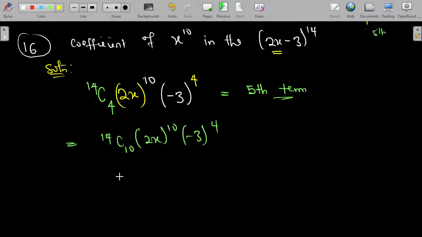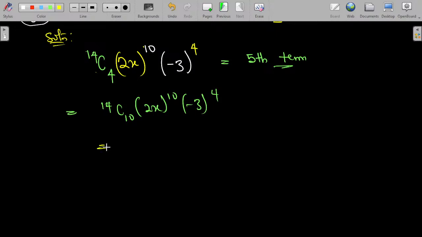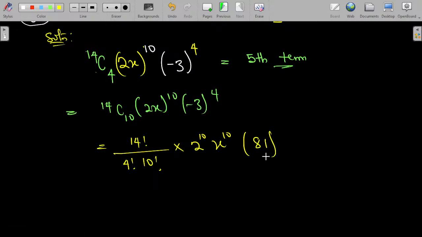So you just have to evaluate this. This is equal to 14 factorial over 14 minus 10, which is 4 factorial, multiplied by 10 factorial. And that is going to be multiplied by 2 to the power of 10 multiplied by x to the power of 10. And then finally, minus 3 to the power of 4. Of course, since the power is even, the minus will disappear. So you have 3 to the power of 4, which is 81.